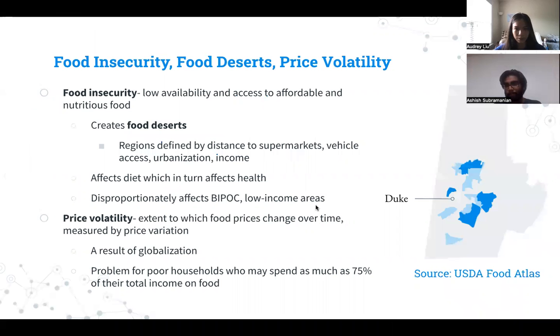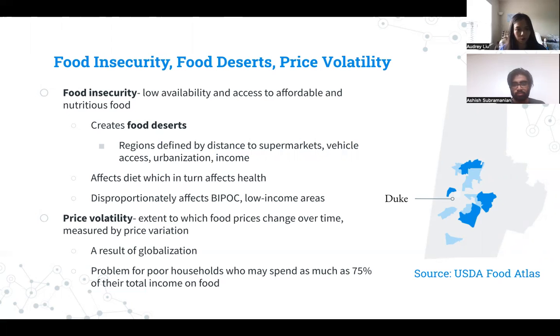So our project mainly addresses food insecurity, food deserts, and price volatility. Food insecurity is defined as a low availability and access to affordable nutritious foods. This in turn creates food deserts, which are regions defined by distance to supermarkets, vehicle access, urbanization, and income. This in turn affects diet, which also affects people's health, and this disproportionately affects people of color and low income areas.